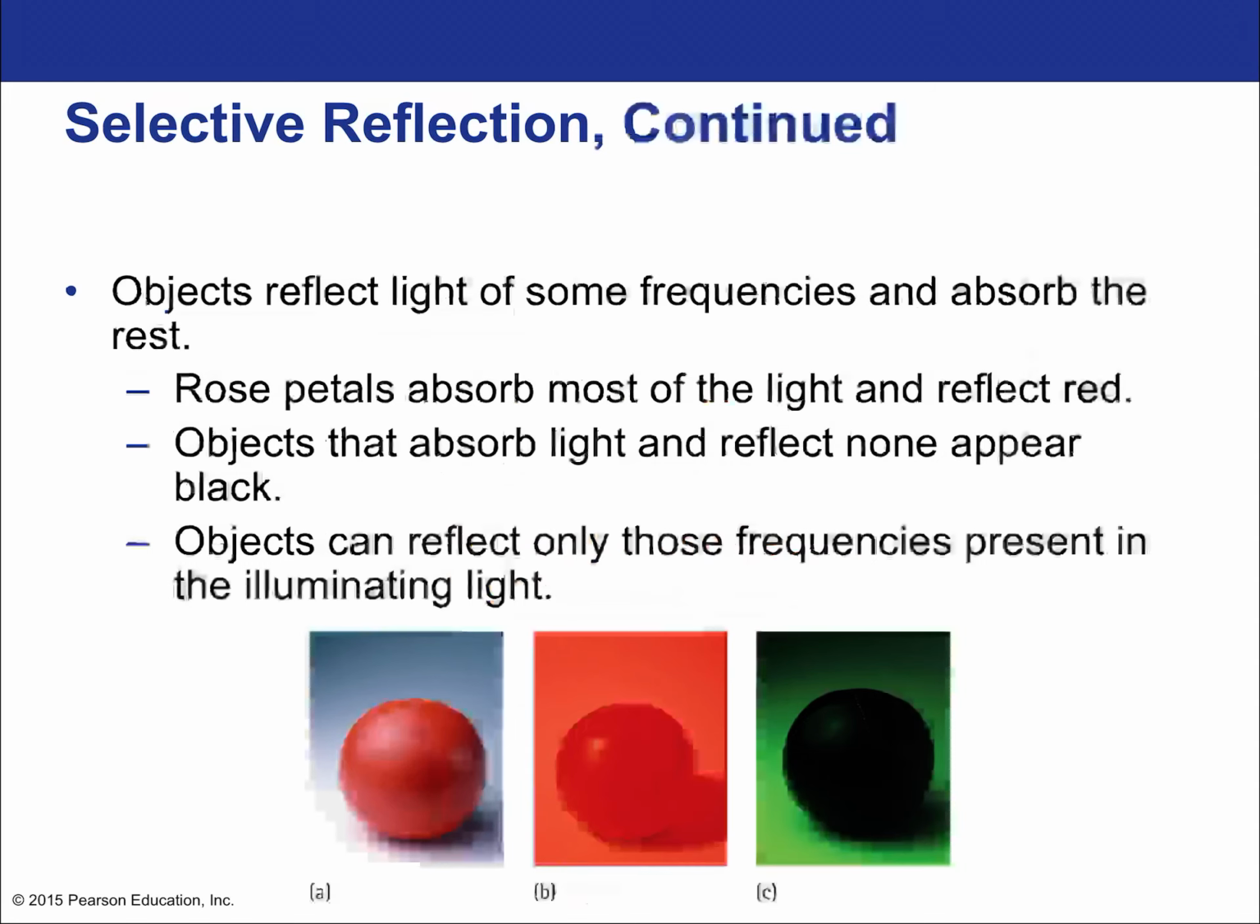Objects reflect light of some frequencies and absorb the rest. Rose petals absorb most of the light and reflect red. So that's the one type of light they reject. Objects that absorb light and reflect none appear black. So if you look around and see a black object, that object is absorbing all the colors of the visible spectrum. And so that's why it doesn't appear to have a color.